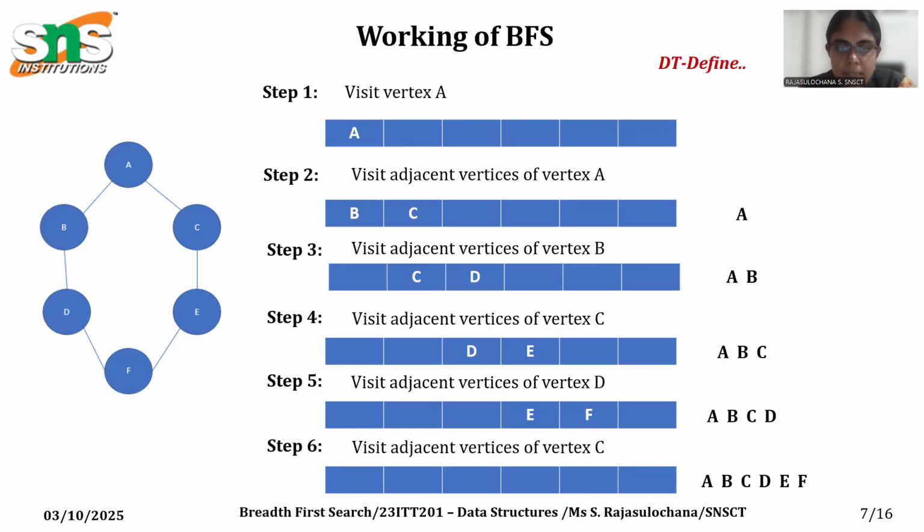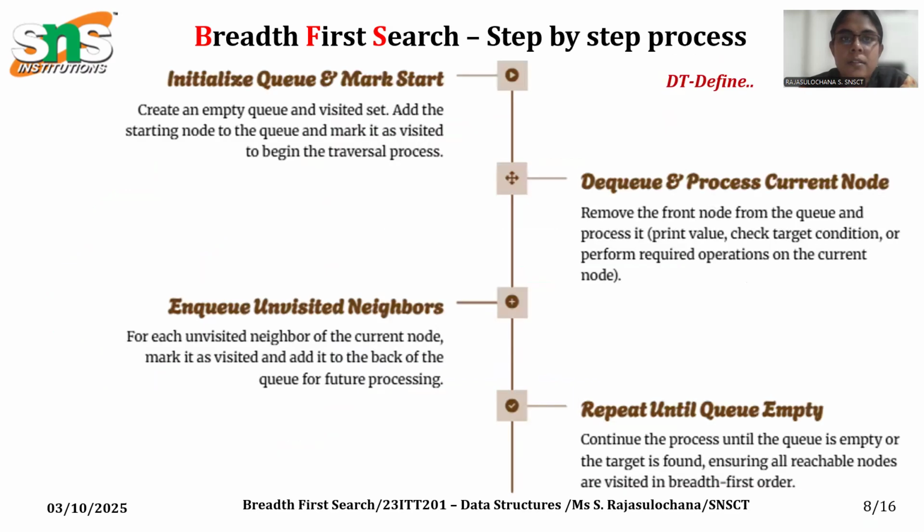Adjacent vertex of E is F. So F is already in the queue. So you can remove E from the queue and write it in the output. At last, we have F. And there are no adjacent vertices of F which are left unvisited. So you can remove F from the queue and you can write it in the output. So this is the step-by-step process of breadth first traversal.